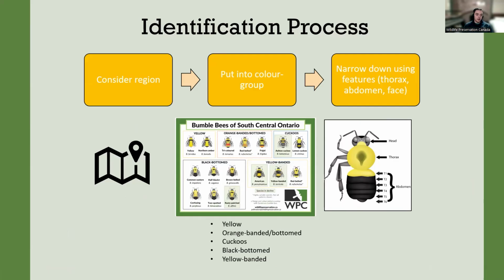And then from that color group, you can then compare between the species in that group to narrow down an ID based on the features that you see on the head, the thorax, which is again that middle part of the body where the wings and the legs attach, and the abdomen, which is broken up into 6 segments for females and 7 segments for males.